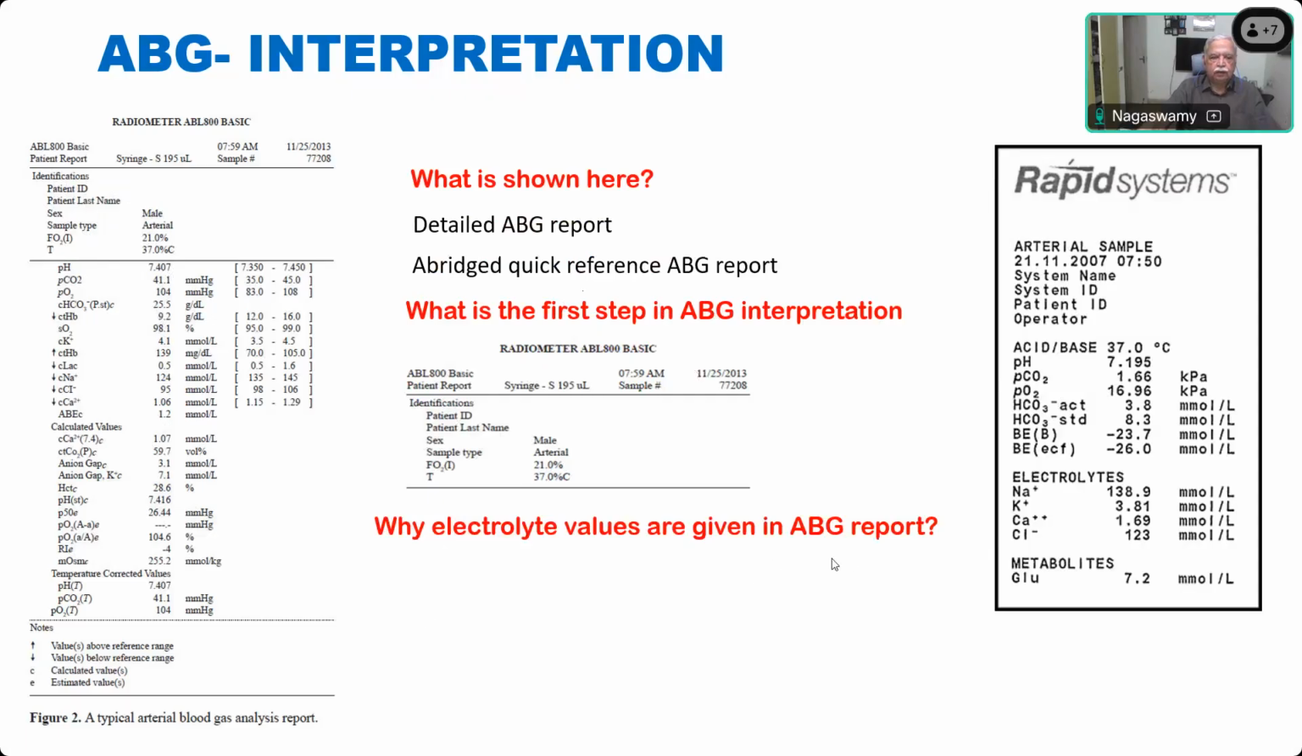Why are electrolyte values given in this ABG? You can see both in the abridged version as well as in the detailed version, you have all the electrolyte values given. So sodium, potassium, calcium, chloride, everything is there. So what is the importance of the electrolytes being given in the ABG report? Calculate the anion gap, sir. Anion gap, yes, it is given to calculate the anion gap. That is a very, very important point that you must know. Not only the PO2, PCO2, bicarbonate, but also the electrolytes are given to help you calculate the anion gap.